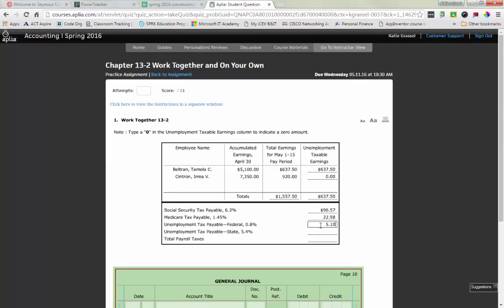Now I'm going to do the same thing for unemployment tax state. I'm going to take $637.50 and multiply that by 0.054, and that's going to give me $34 and what is my cents? 43, because we got to round it.